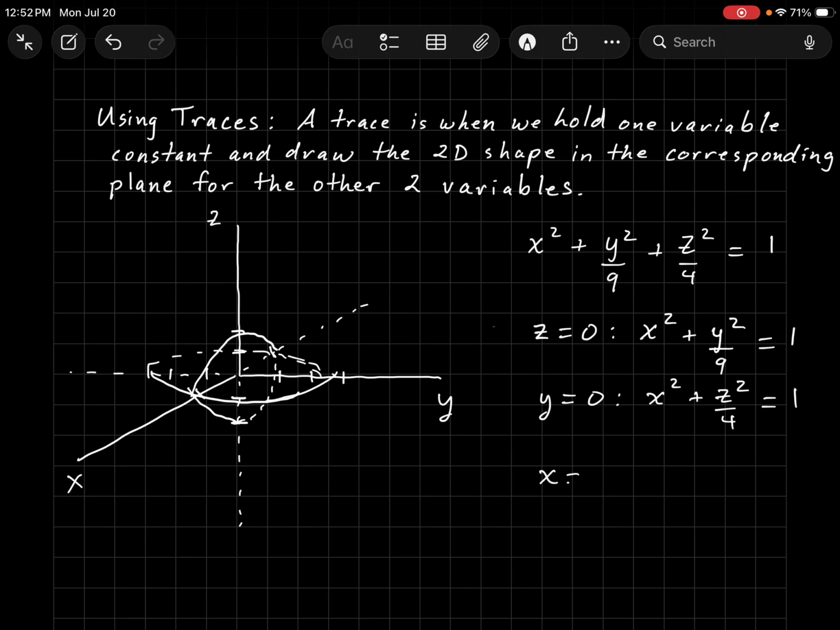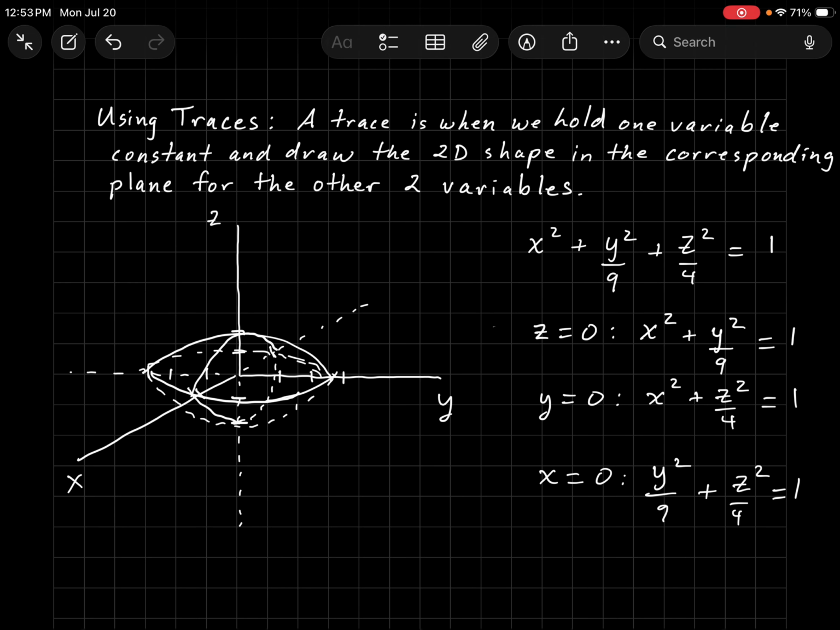Finally, I'm going to let x equal 0, which leaves us with y squared over 9 plus z squared over 4 equals 1, which is going to be an ellipse in the yz plane, where we go 3 in the y direction and then 2 in the z direction. And so basically we're just connecting or kind of finishing off our graph. Something like this.